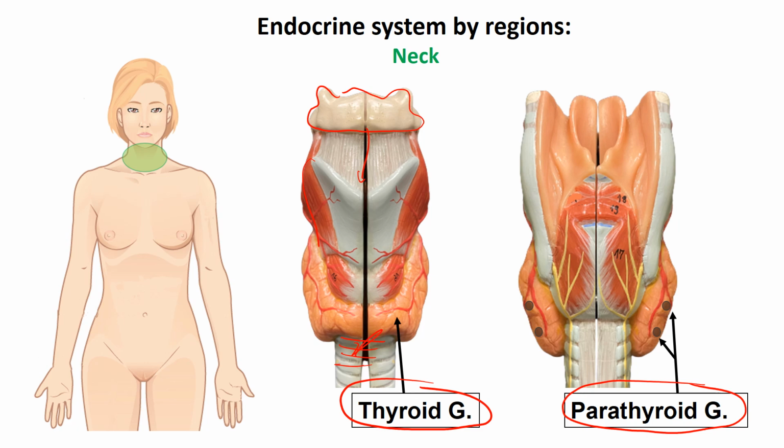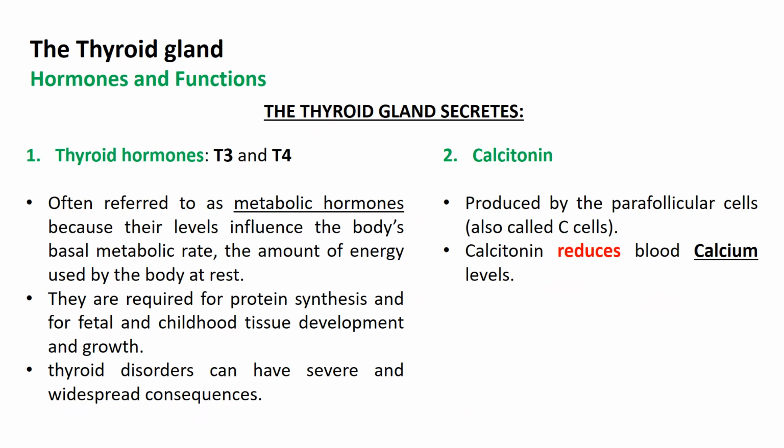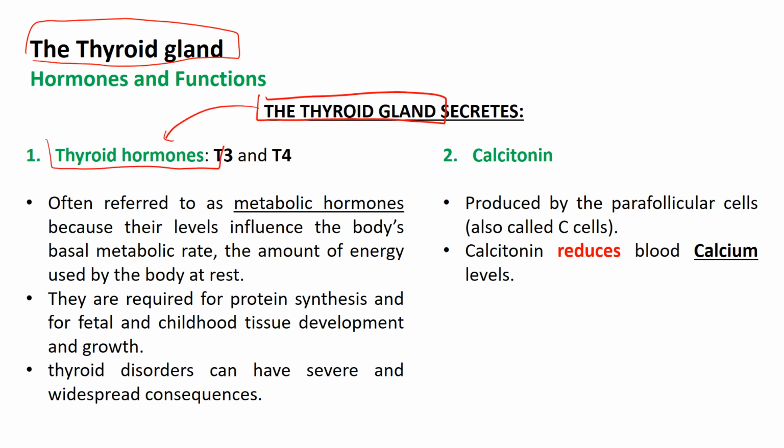All right, let's look at some of the major functions here. Let's start with the thyroid gland. I want you to remember that it produces two hormones. Of course, the most important is thyroid hormones. That's why students always remember this and forget about the second one, which is calcitonin.